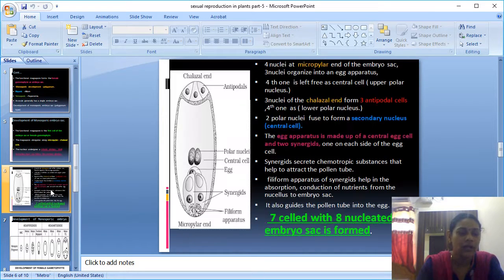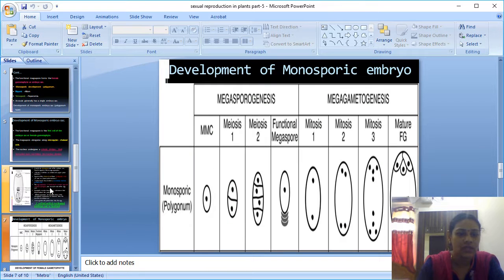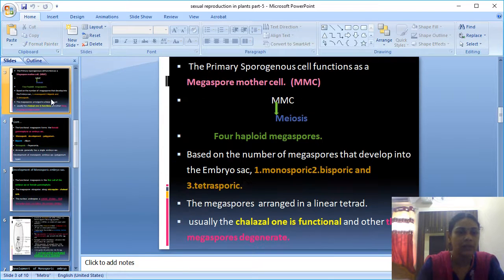If all 4 cells are involved in mitosis, producing 4 female gametophytes, it is called tetrasporic. If 2 are involved in mitosis, producing 2 female gametophytes, that is called bisporic. And if only one functional megaspore is involved in the formation of the female gametophyte, that is the monosporic embryo sac. The megaspores are arranged in a linear tetrad.